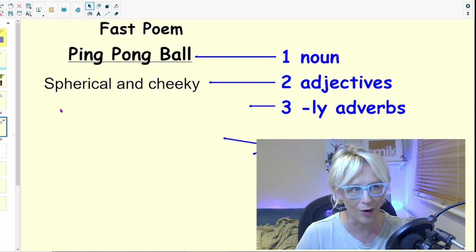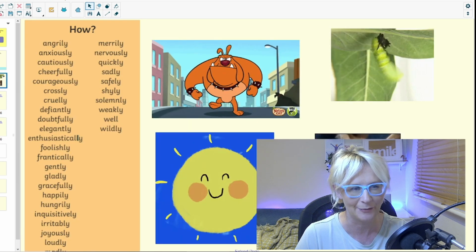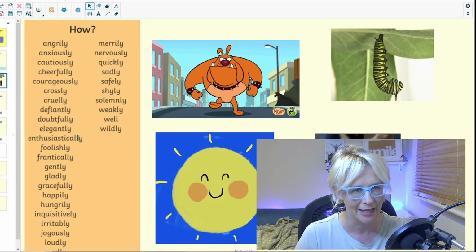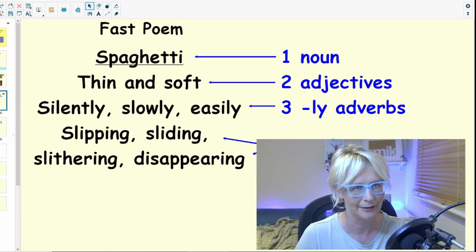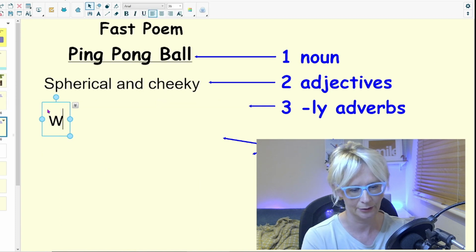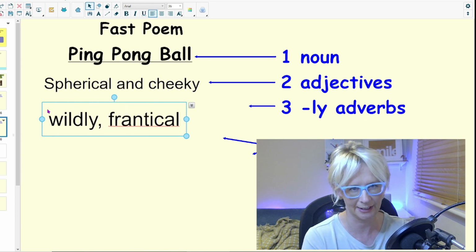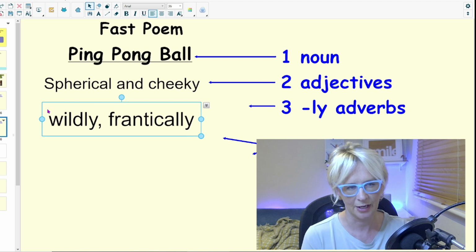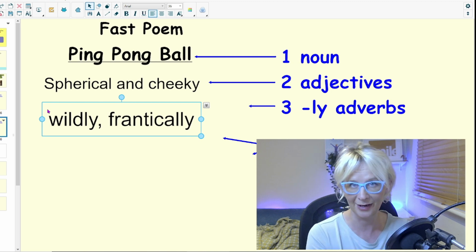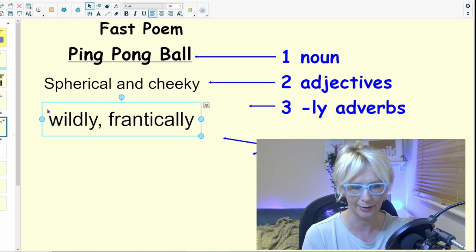Now our ly words. Let's have a little look what we had before then. We've got lots here actually. Oh, wildly is quite nice, isn't it? Frantically. Yeah, let's pop these on. Wildly. Frantically. Yeah, good. Now, don't forget you can play around with the order of these as well.